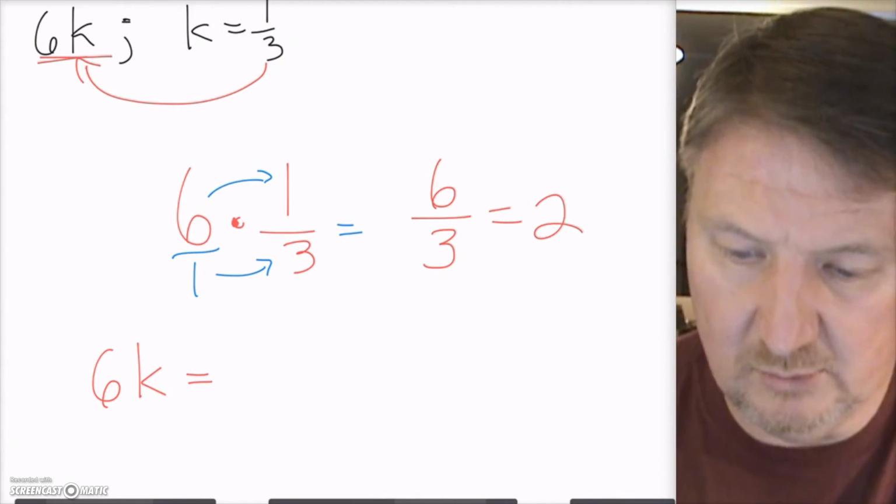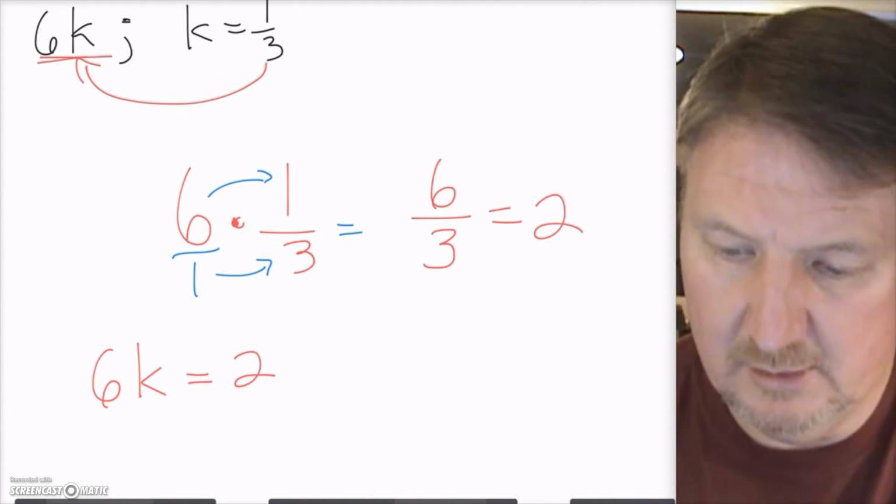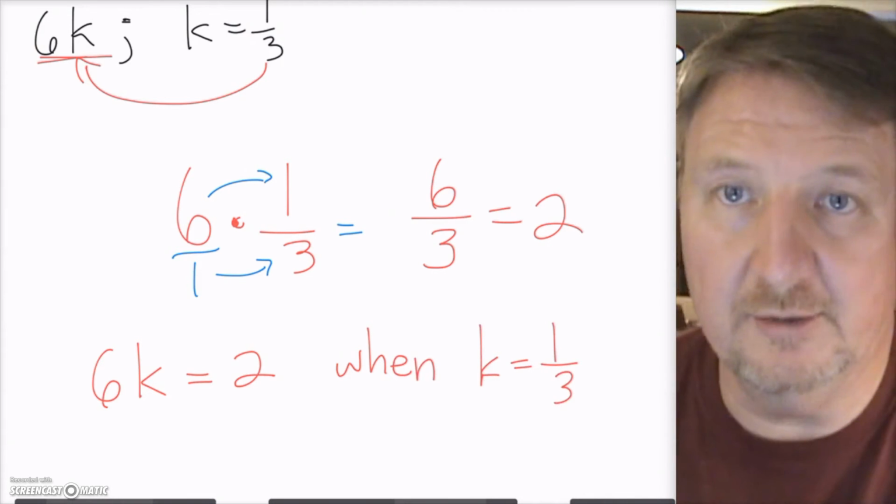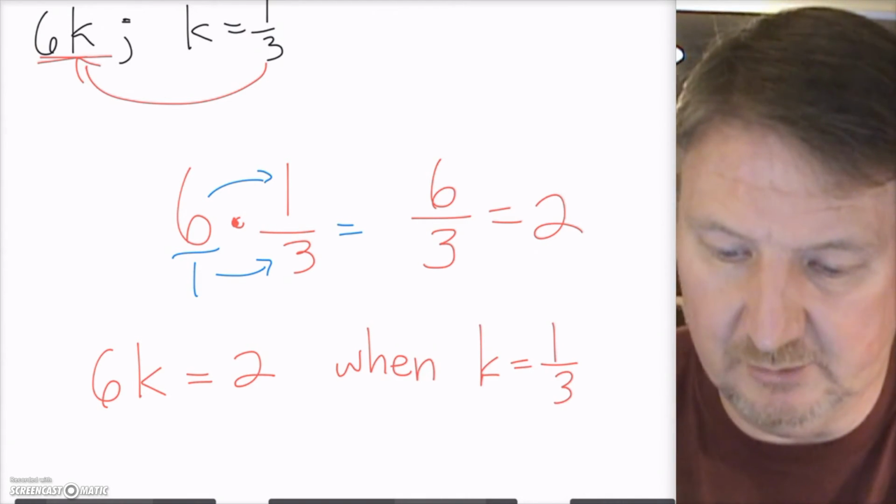6k equals 2 when k equals 1/3. All right, simple, easy peasy.